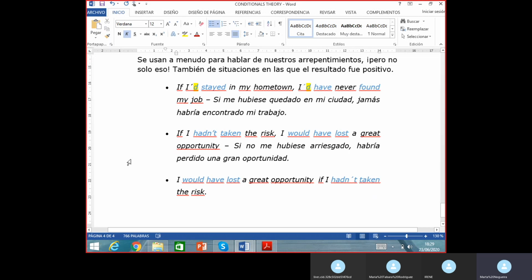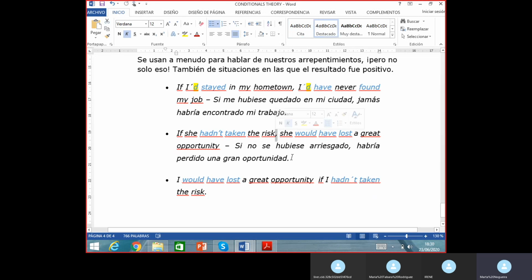Another, if I hadn't taken the risk, I would have lost a great opportunity. That's it. Hadn't taken is past perfect and then would have lost. Imagine, I'm going to change the example. I'm going to write she for you to see that this remains the same. If she hadn't taken the risk, she would have lost. We put have even if we have she, we are going to put have. Okay, that's it.